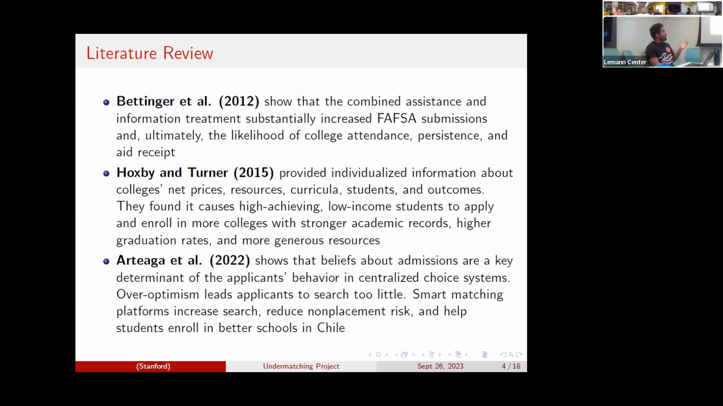This work tries to understand what is happening in Chile. And basically they show that beliefs are very important during the admission process. What is happening is that when students are overconfident, they usually don't interact with and use the system enough to really get the best match for them. And they are using a smart matching platform that helps students increase the research and possibility of programs they apply to, and they show that in the end, students can get into better programs and have a better fit than before.